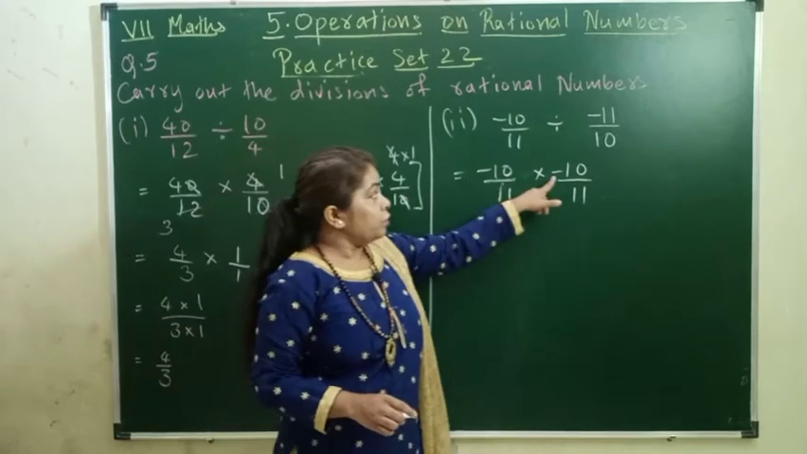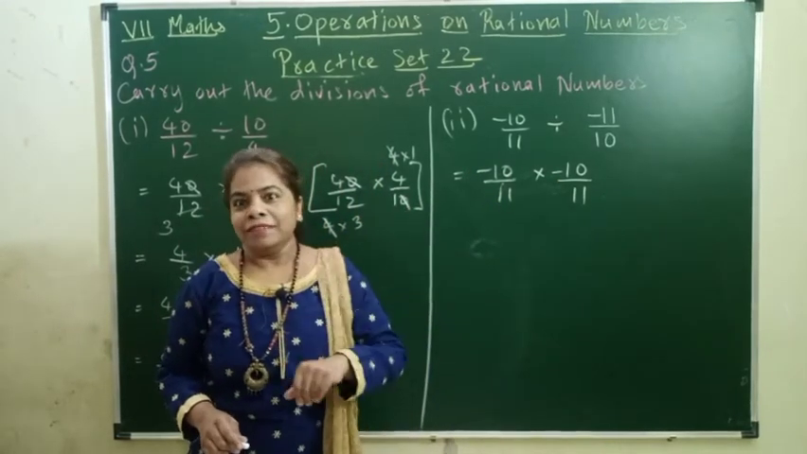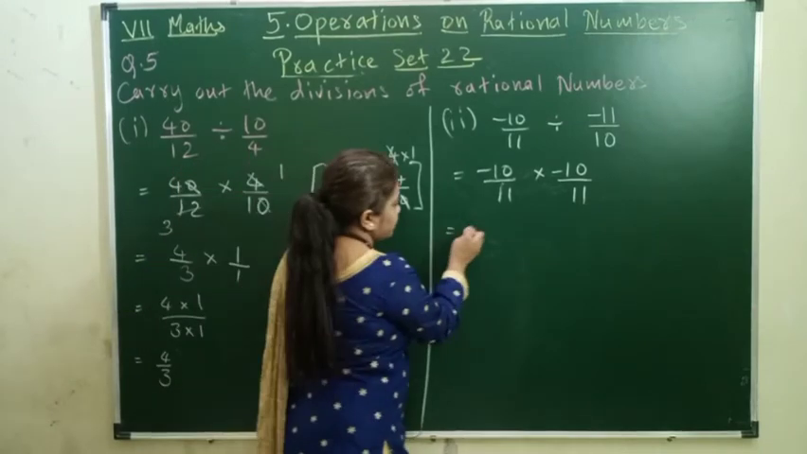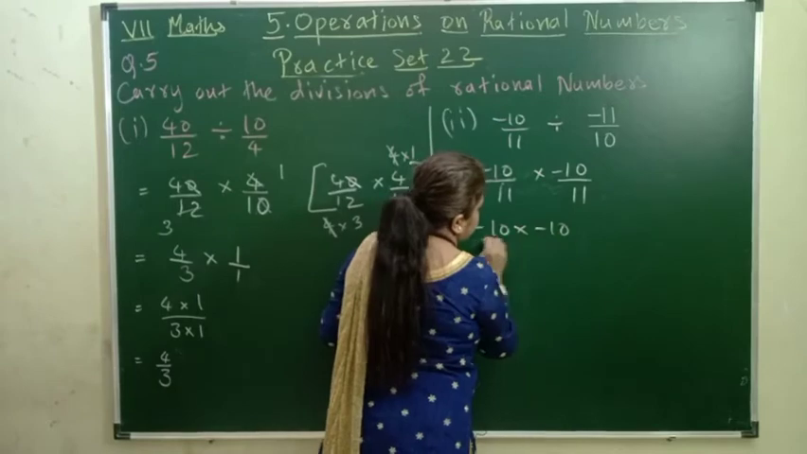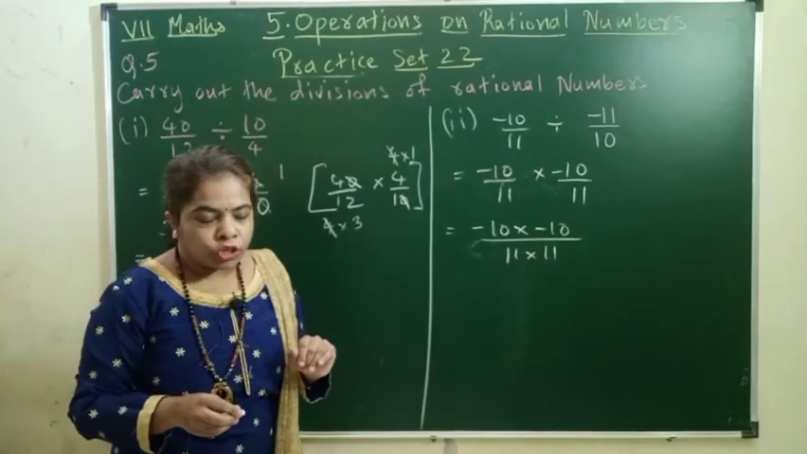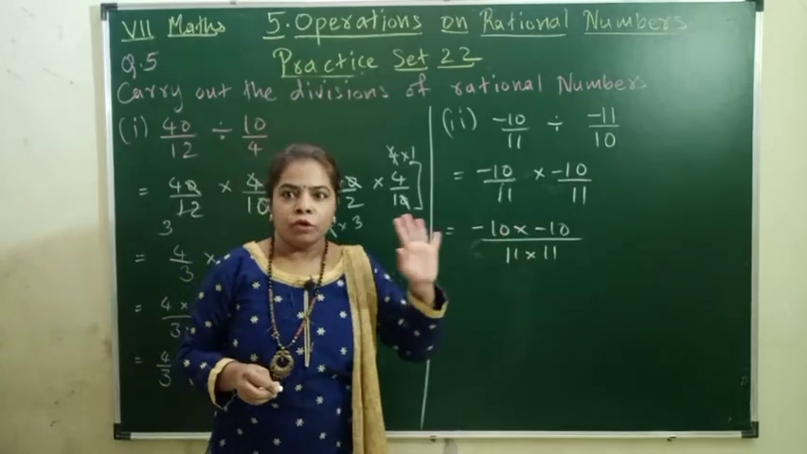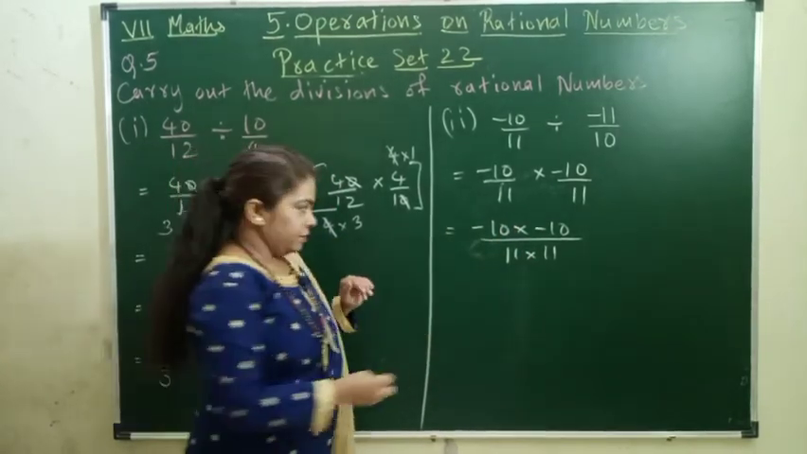But minus into minus is going to become plus. Same sign add. So, we'll write them together, children. Minus into minus is going to become plus, and 10 into 10 is 100.